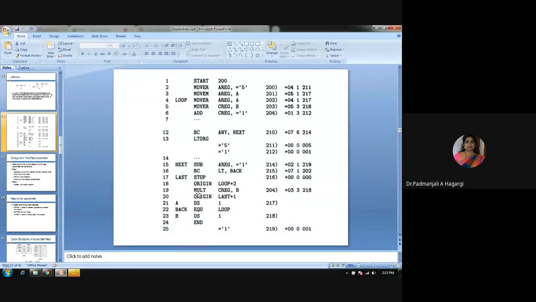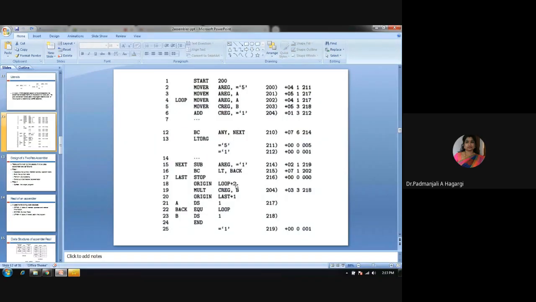Mult is such an instruction having the category 3, and crg is having the category 3. Opcode value is 03 of the mult, and category of this register code is 3, and B is found to be at 218. That again is a forward reference. Time being it will be a dash.